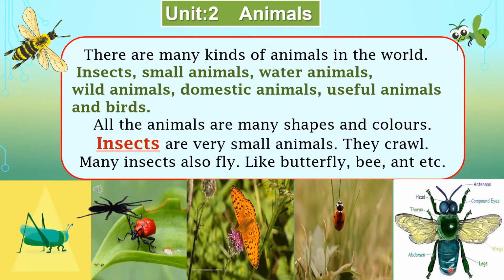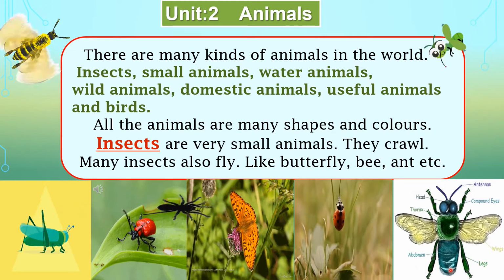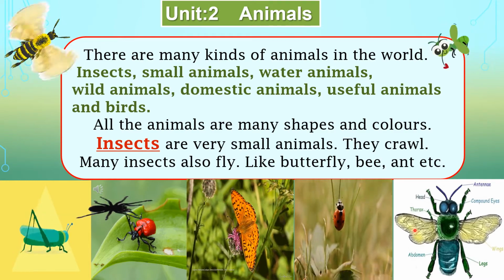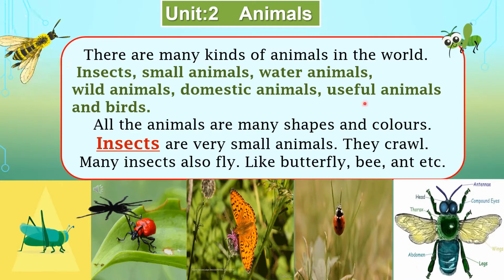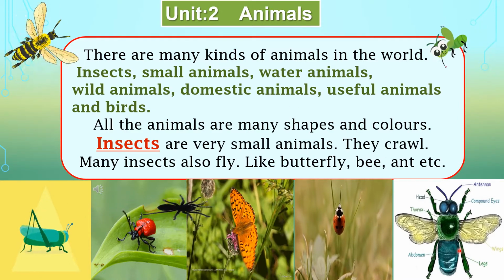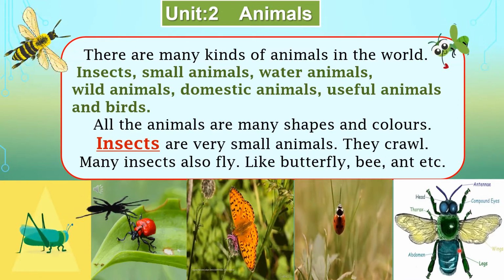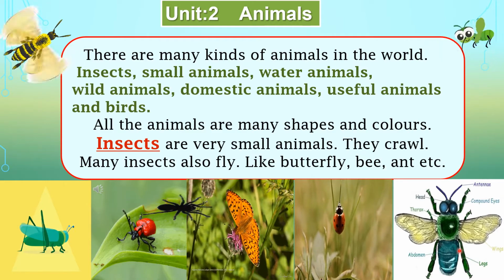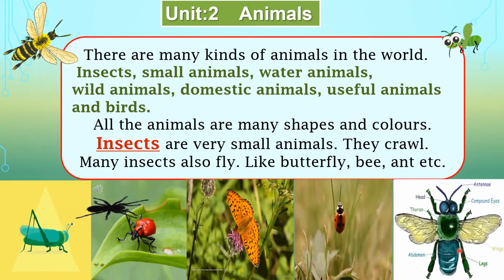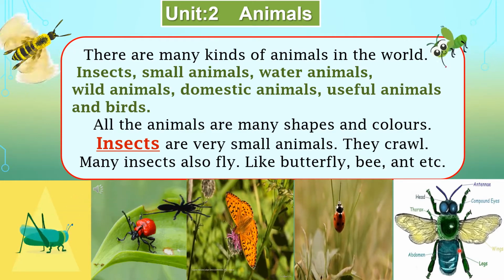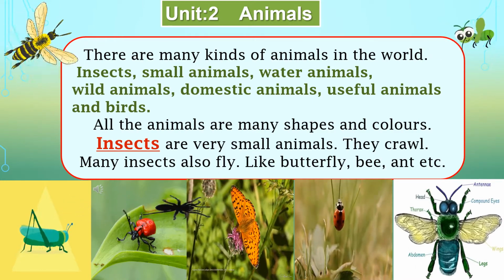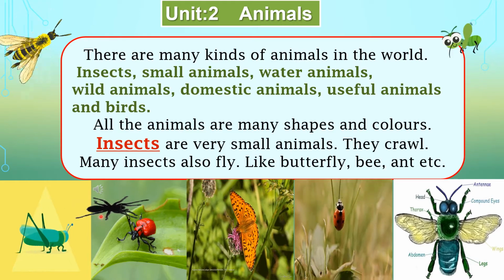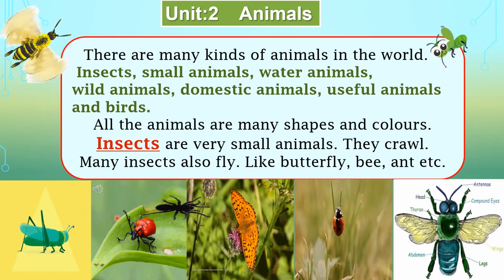As you know, flies, honeybees, bees and mosquitoes can fly, and butterflies also, and there are many more insects that can fly. But there are some insects that can only crawl. Like you can see this ant, it can only crawl, and there are many other small insects that can crawl.